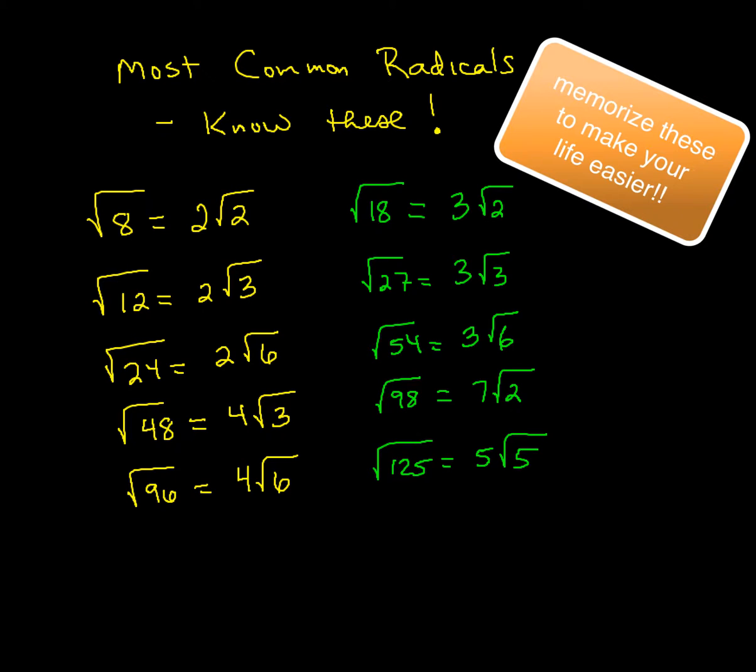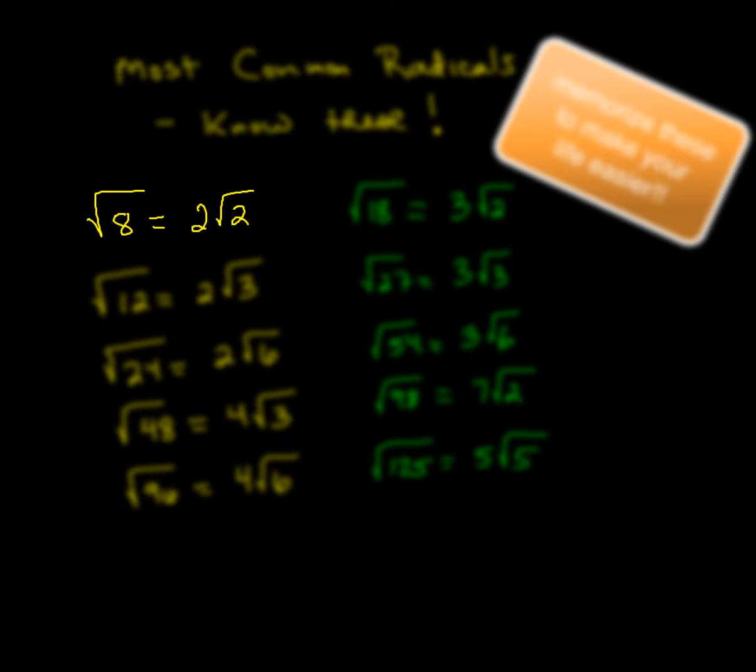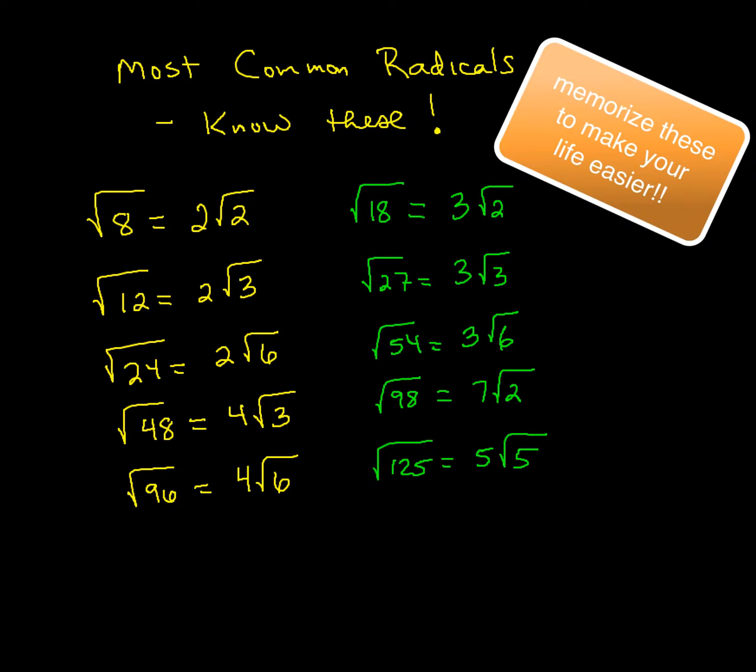And just looking through the list there, when you have square root of 8, that's just going to break down to 2 roots of 2. Square root of 12 is going to be 2 roots of 3, and so on. So kind of like memorizing your times tables, if you have these square roots, these radicals, memorized, it'll really help things go a lot easier for you down the road.